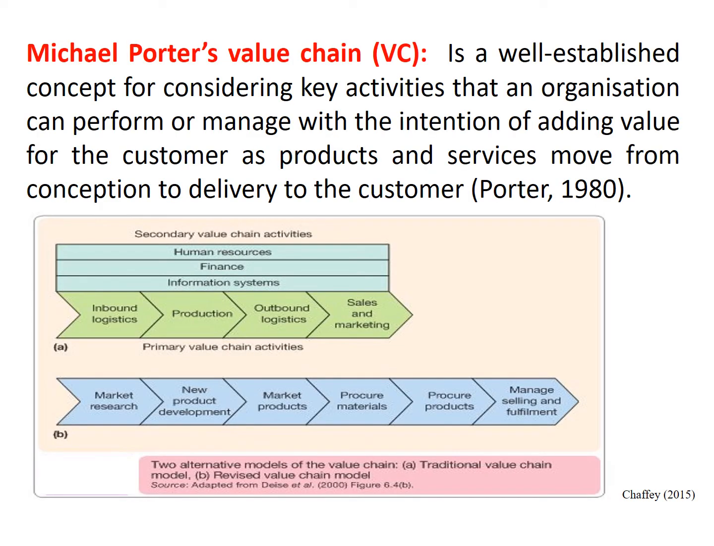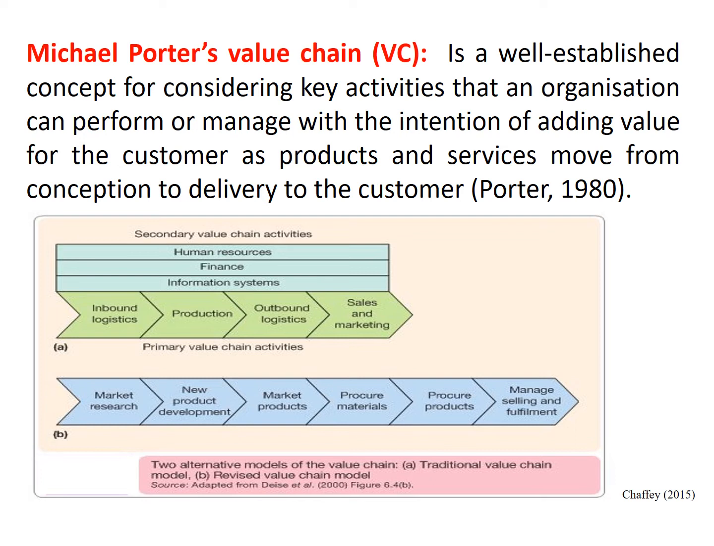Michael Porter's value chain is a well-established concept of considering key activities that an organization can perform or manage with the intention of adding value to the customer as products and services move from conception to delivery to the customer. So here we've got A, with inbound logistics, production, outbound, and sales and marketing. Those are the primary activities, and then, as I said before, the secondary activities are human resources, finance, information systems, and the organizational structure as well.